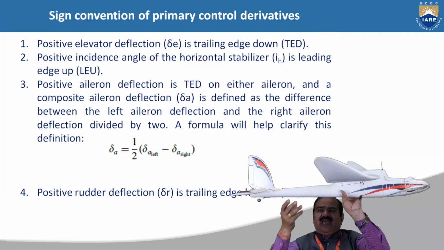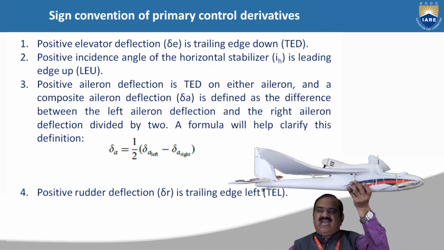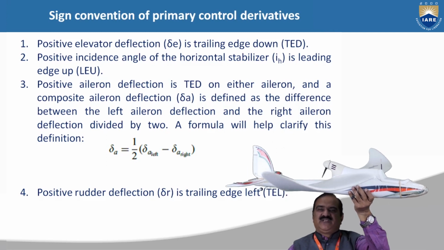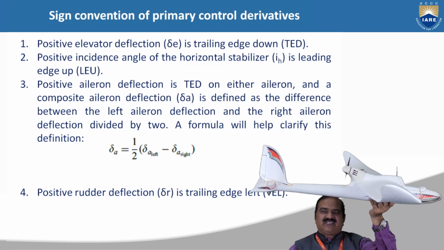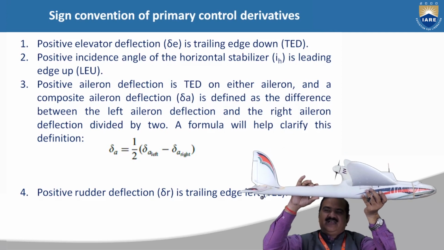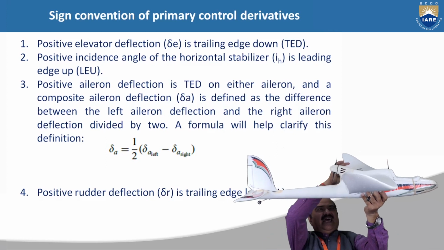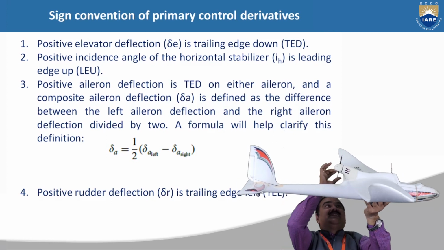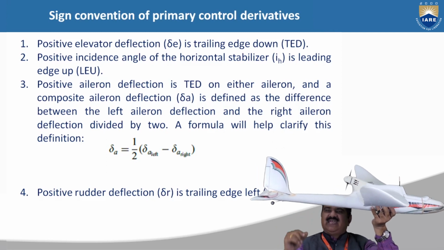Now the positive aileron deflection is trailing edge down on either aileron, and a composite aileron deflection delta A is defined as the difference between the left aileron deflection and the right aileron deflection divided by 2. So delta A is equal to half of delta A left minus delta A right. So if the left is down, the right will be up. So this left down minus this right up, divided by 2, will be delta A.